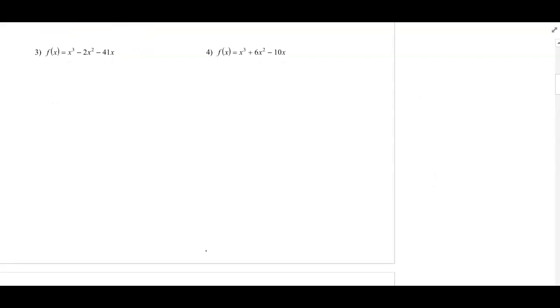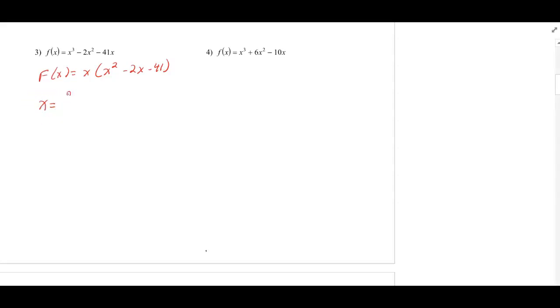In problem number 3 here, the same idea. You can factor out the x. So then you get x squared minus 2x minus 41. That quadratic is not factorable over the integers. So at this point, you're going to need to use the quadratic formula.